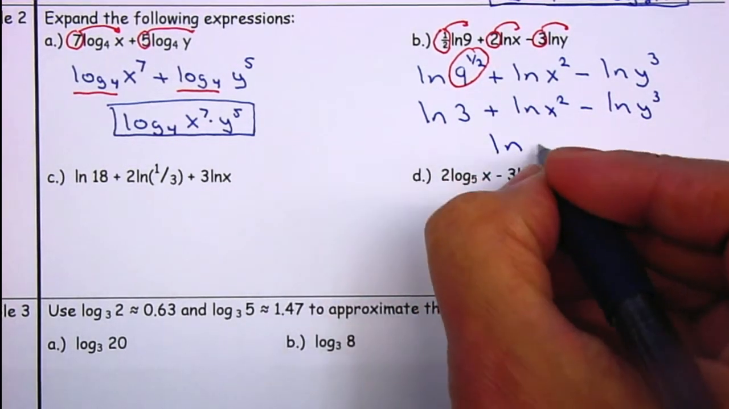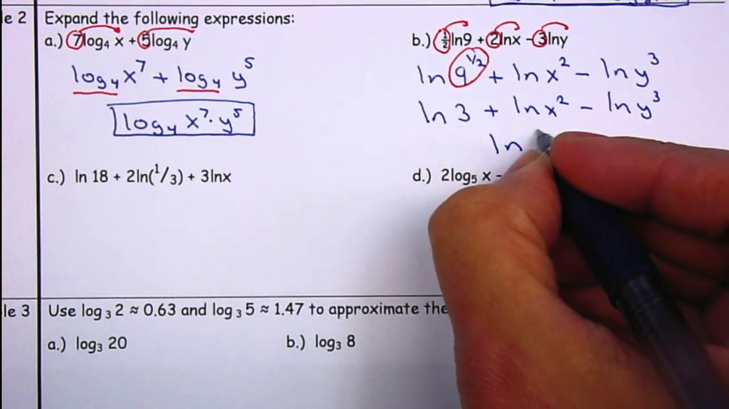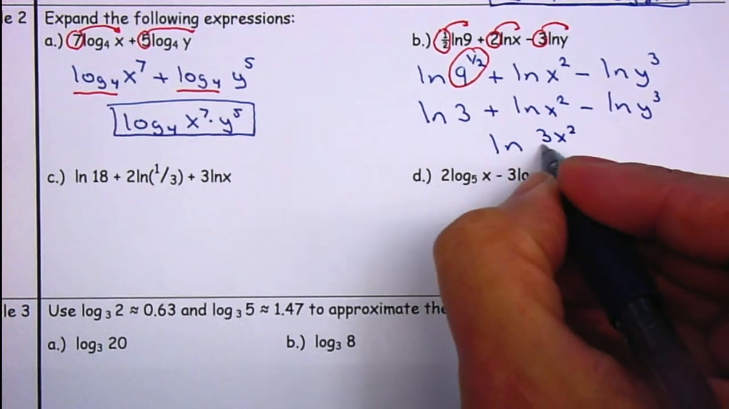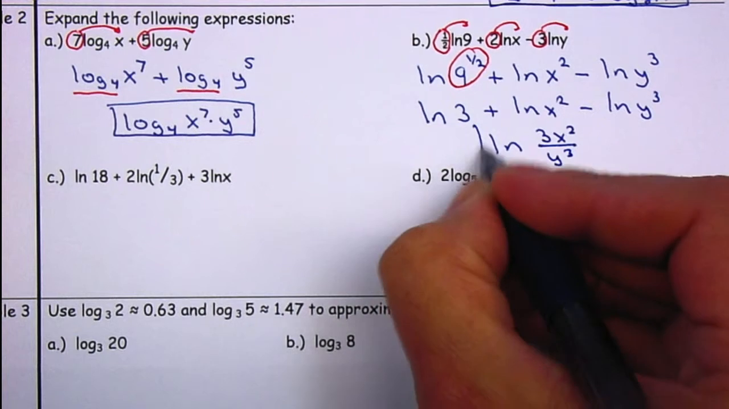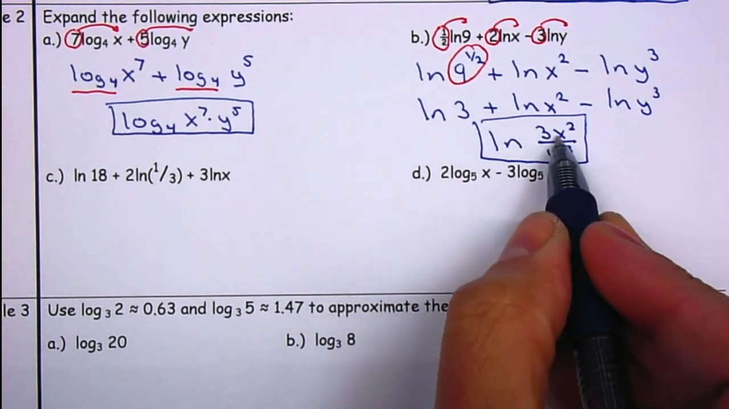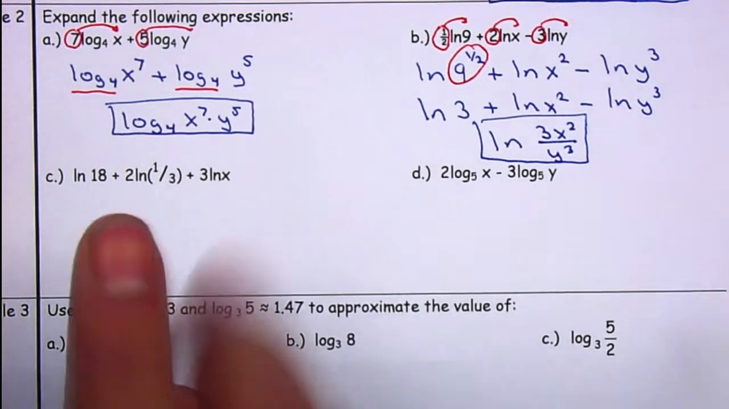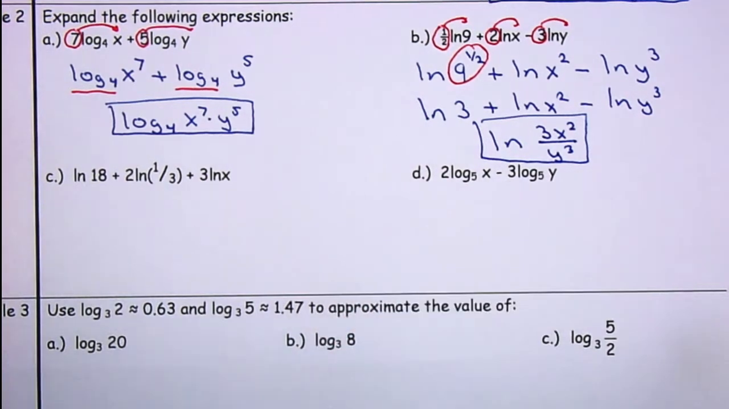The natural log, these are adding, so we're going to multiply 3x squared. There's a minus in between, so there'll be a division, y to the third power. Remember, if there's a plus in between, they'll be multiplying. If there's a minus, there'll be a division. Go and try examples C and D and see what you get. Go and pause it.